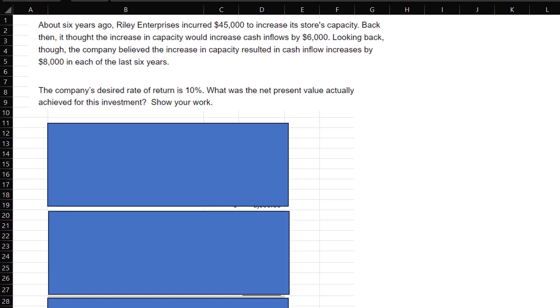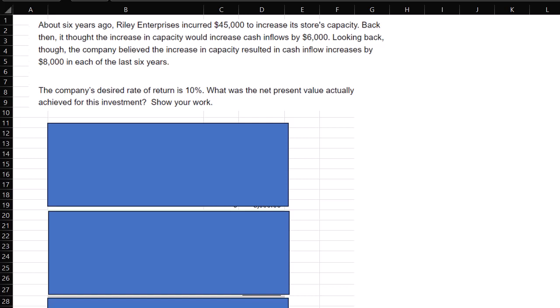About 6 years ago, Riley Enterprises incurred $45,000 to increase its store's capacity. Back then, it thought the increase in capacity would increase cash inflows by $6,000. Looking back, though, the company believed the increase in capacity resulted in cash flow increases of $8,000 in each of the last 6 years. The company's desired rate of return is 10%, so what's the net present value actually achieved?